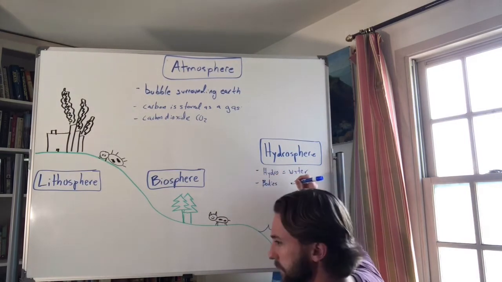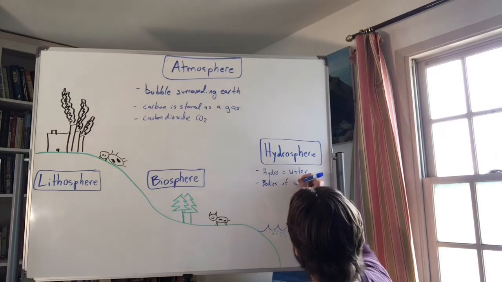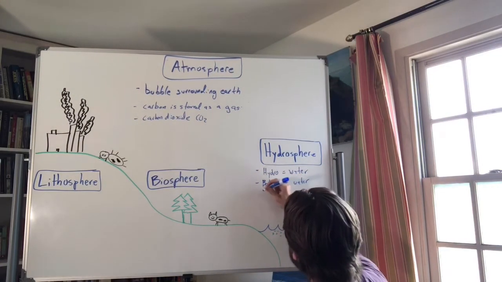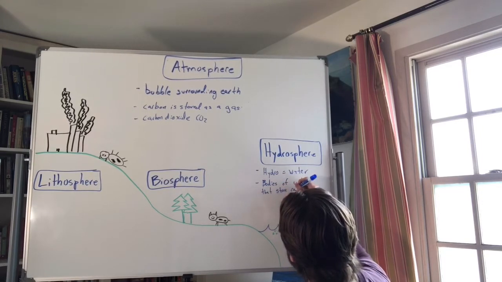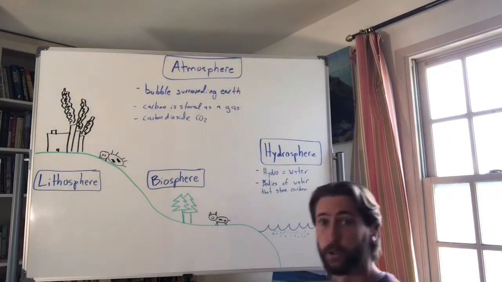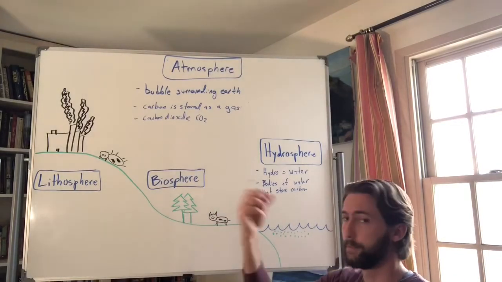Bodies of water that store carbon, right? So the ocean is going to be a really big reservoir. It's going to store a lot of that carbon that can be taken out of the atmosphere, right?